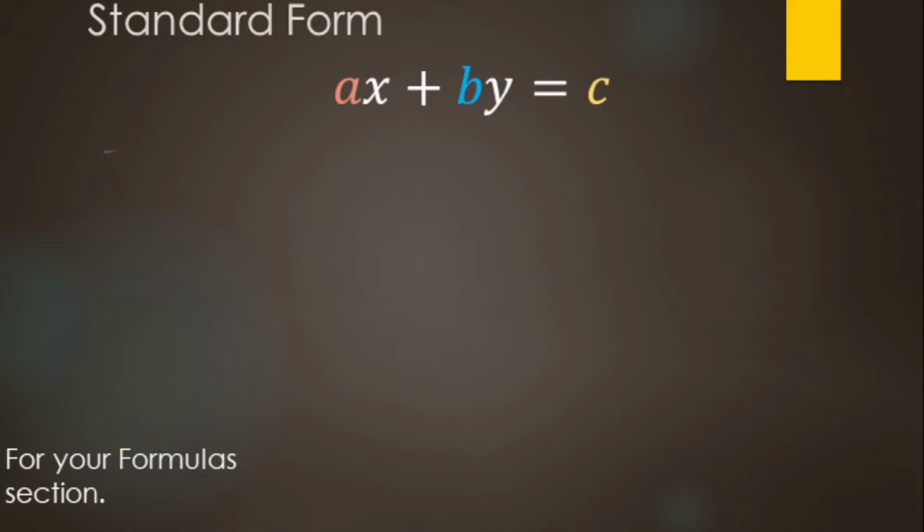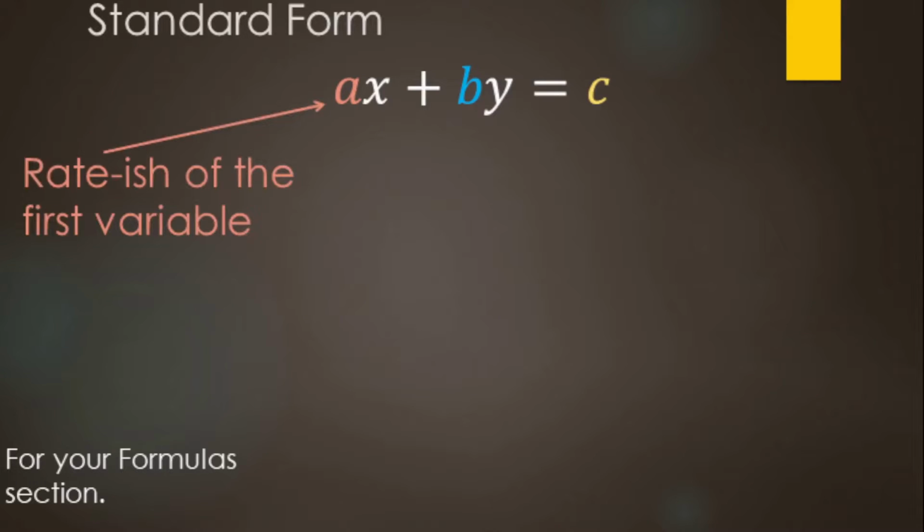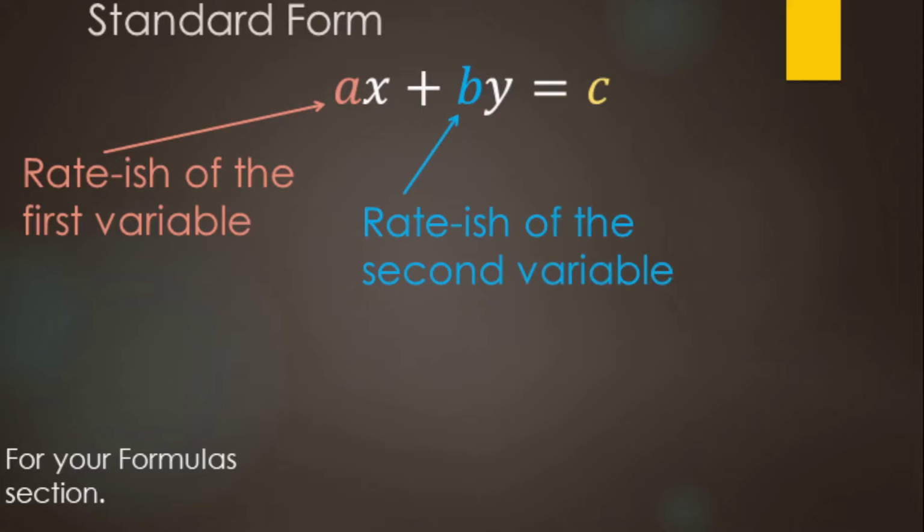So for your formula section, this is standard form here. Again, we have two rate type ideas in our story problem. And so the A there in front of the x, the A, the B, and the C, those are placeholders for values. The A is going to be a rate type idea. The B is going to be the other rate type idea. And then the C, that is kind of like the total of the story there.